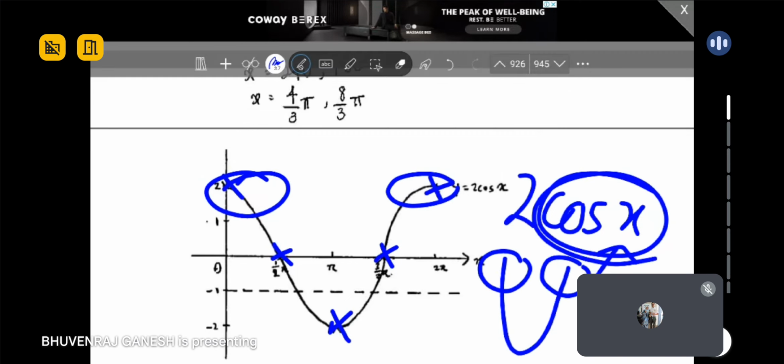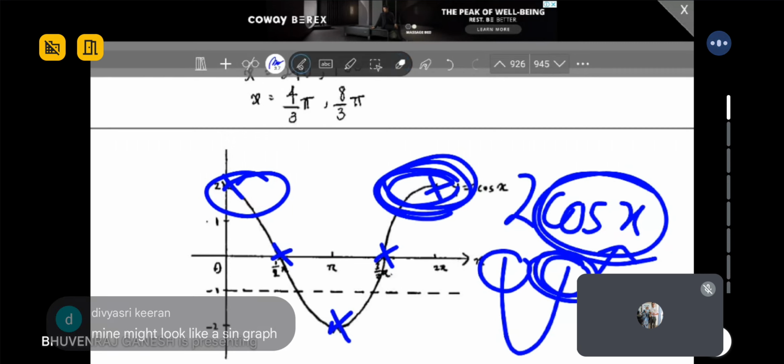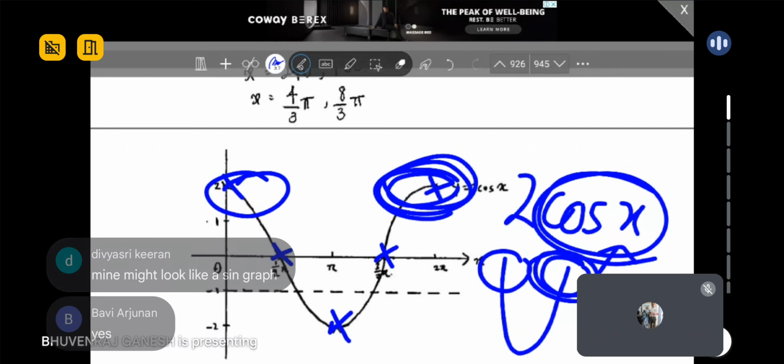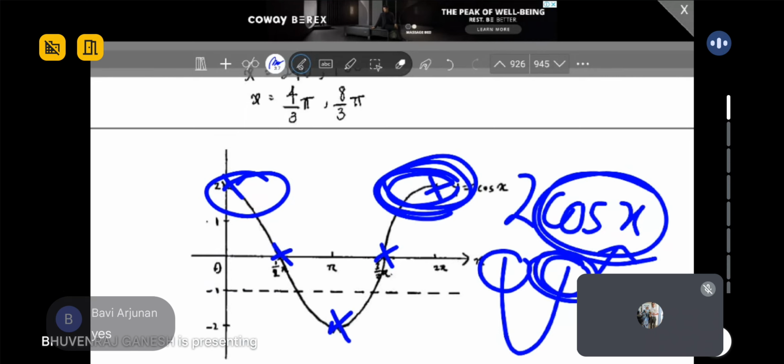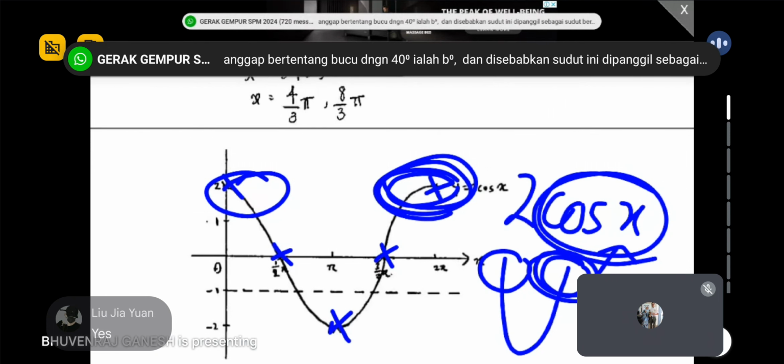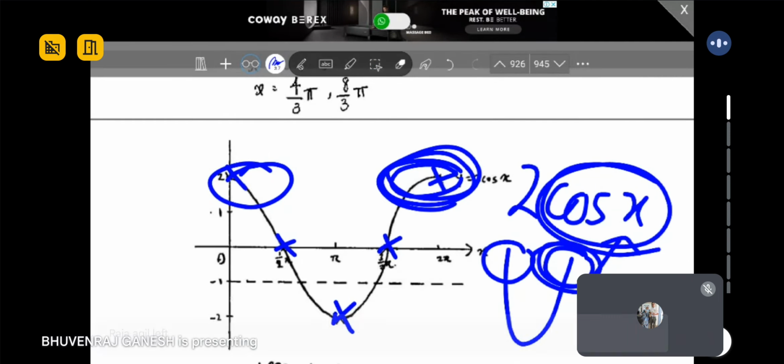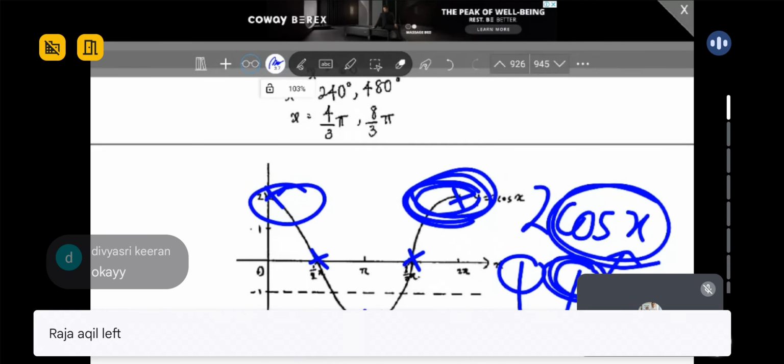Can you see, guys? In the cos graph, it curves. Boleh nampak beza tak guys? Kat sini garis lurus saja, straight line. But over here it curves like this. It just adds a bit extra. Can you all see the difference? Yes or no? Comment a bit. Mine might look like a sine graph. Sine graph is okay. It's about the same. But just make sure your curve is a smooth one. Then you should be okay already. Pastikan lengkung kamu licin saja.